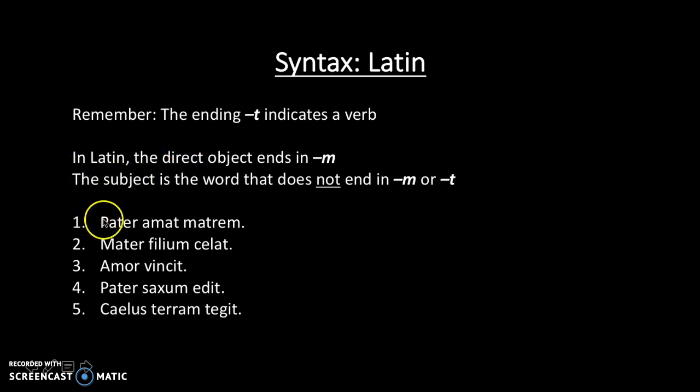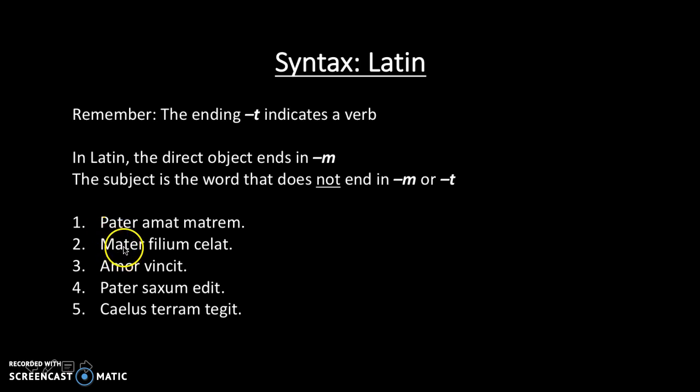So quickly, we can go through here. Pater does not end in an M or a T. That's our subject. So the father is doing the verb. Amat means loves, and because that ends in a T, that's the verb. Matrem ends in an M, so that's our direct object. So we know that the father is doing the loving. Loving is the verb. The mother is the one being loved. Father loves mother. Now, word order is not all that important in Latin. So those words could be mixed up in any other order, and it would still say father loves mother.